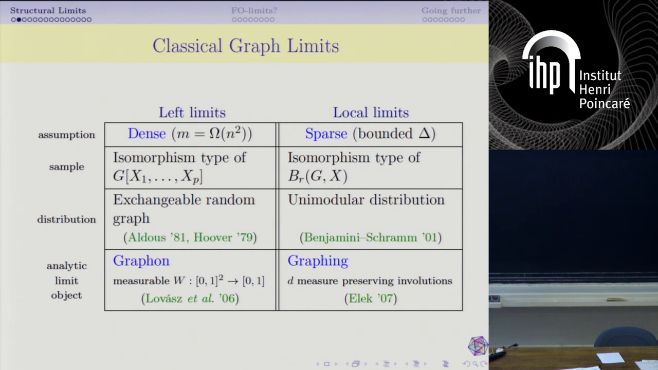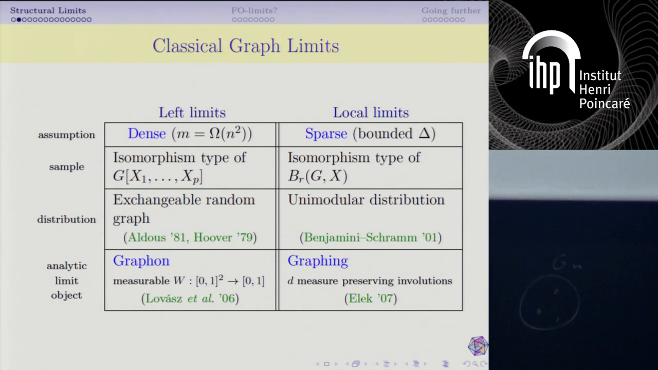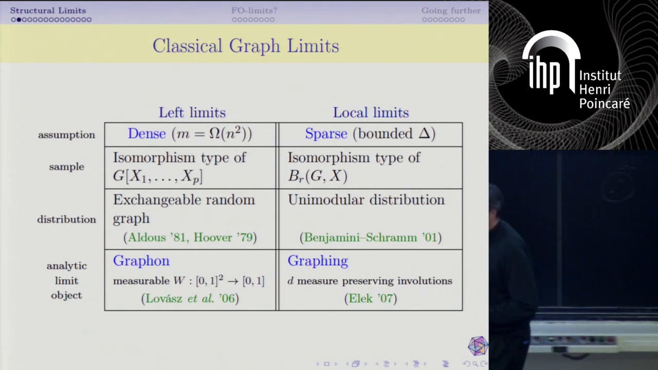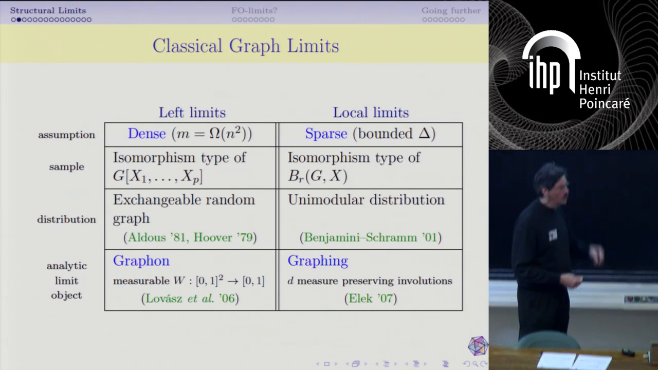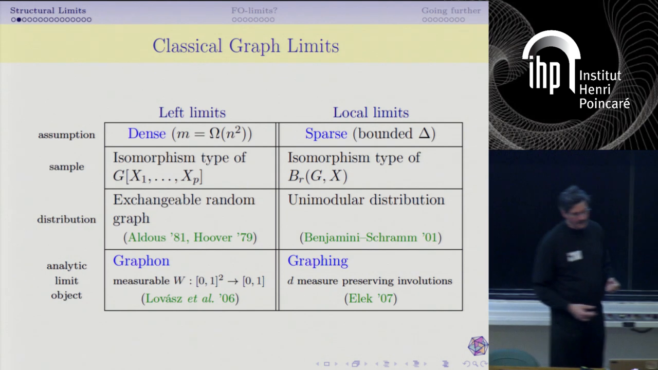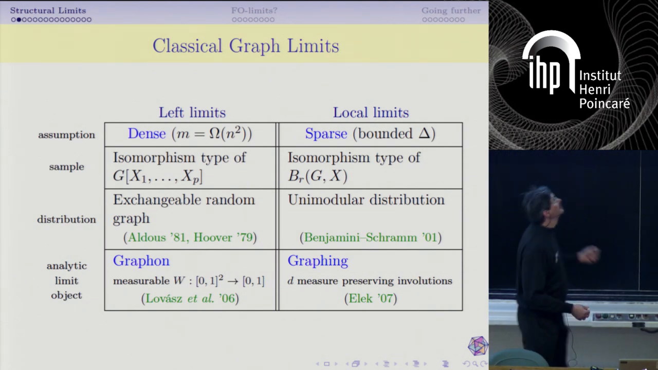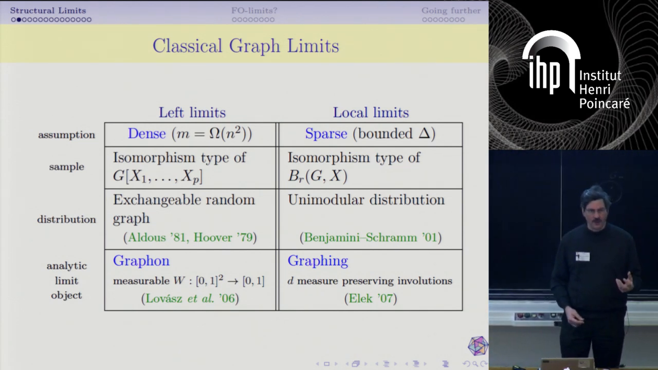It is based on the following idea. When you consider a sequence of graphs Gn, you randomly pick p random points, and you look at what they induce. You say that a sequence is convergent if, when n goes to infinity, the probability that p vertices will induce a given graph F converges. So this notion of limit is inherently based on the notion of sampling.